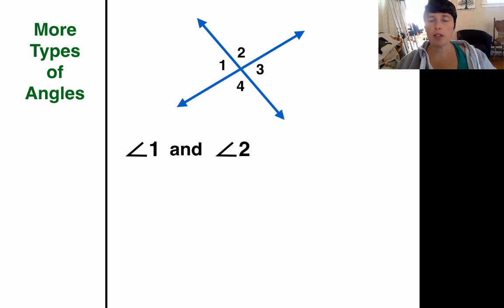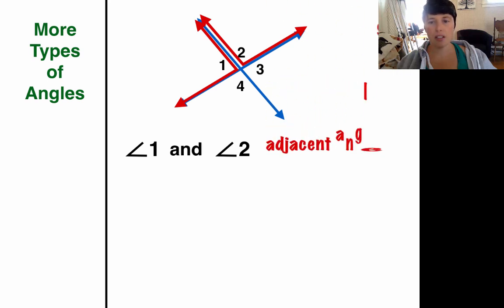These angles have a special relationship. If you look at the graph, look at them. Angle 1 and 2 are right by each other. They're side by side. We call that adjacent angles. Adjacent angles are angles that are side by side. So angle 1 and angle 2 are adjacent to each other.